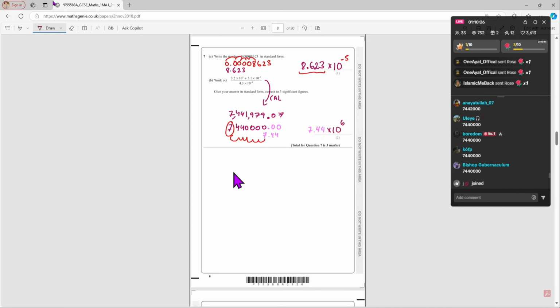Move 6 spaces to get to our 7. It's going to be the power of 6. Since we're moving to the left, it's going to be a positive power. And in the previous case, it was a negative power because we were moving to the right. Okay? So that was a 3-mark question.